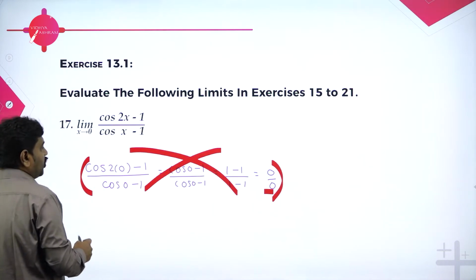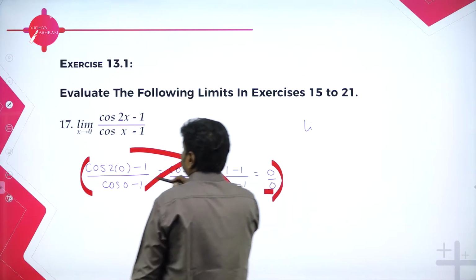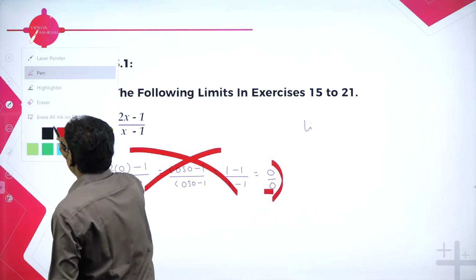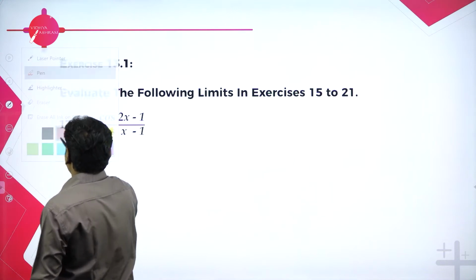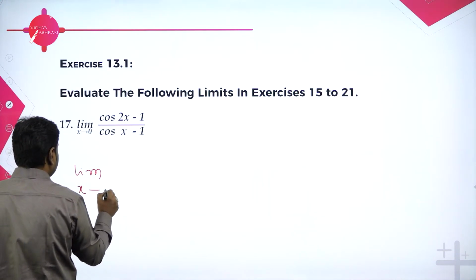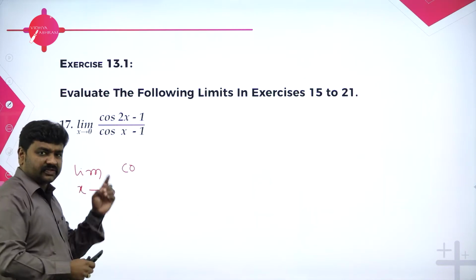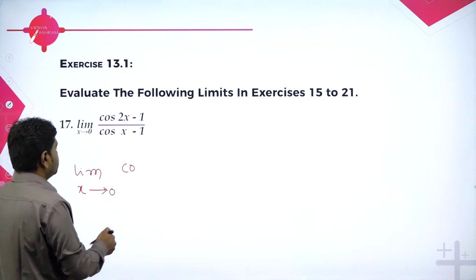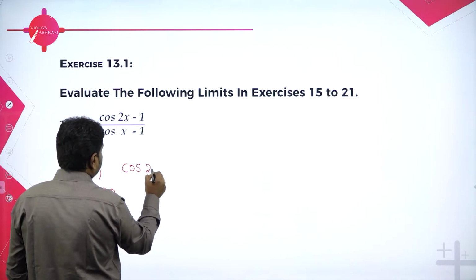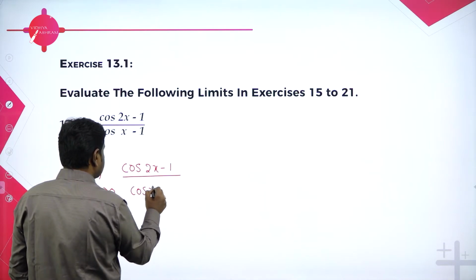So now let us take the problem. The problem they gave is limit x tends to 0. I told you directly in the place of x if you put 0, it will be 0 by 0. So I'll take cos 2x minus 1 divided by cos x minus 1.